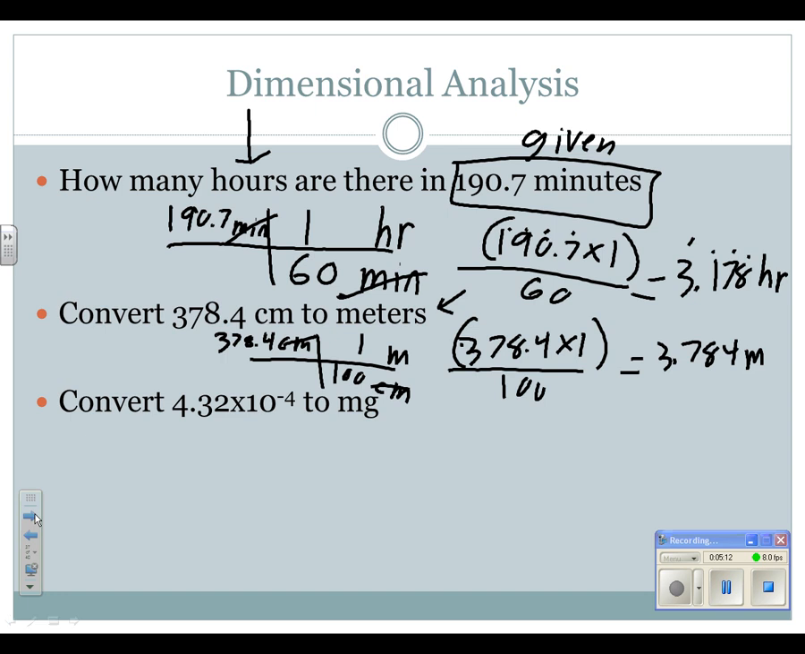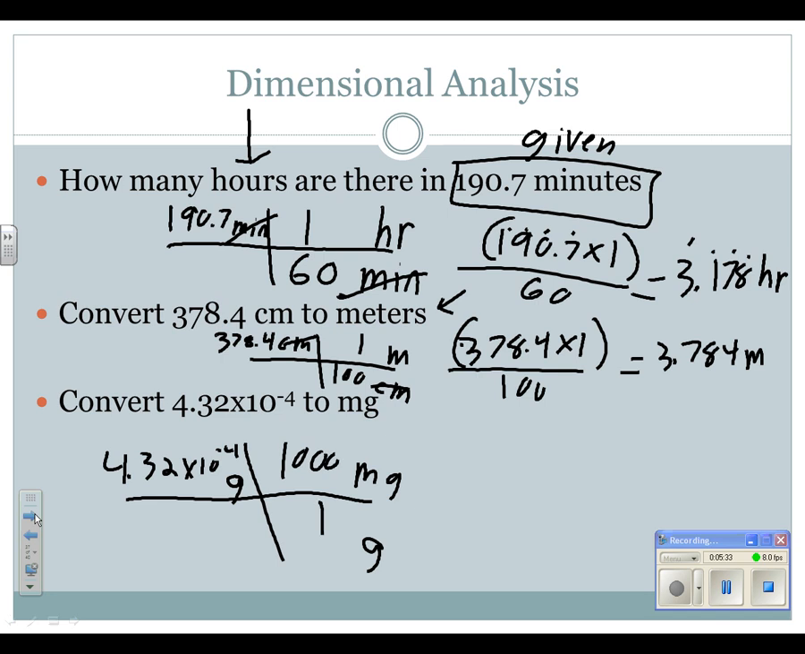And the next one, draw your grid, make it a little bit extra long this time. Your given is 4.32 times 10 to the negative 4 grams. Since grams are here, milligrams are here, there are 1,000 milligrams in every 1 gram. Cancel your units. And you have 4.32 E negative 4. Don't forget that E. Times 1,000 divided by 1. And that will give you 4.32 times 10 to the negative 1 milligrams. So those are simple one-step problems.